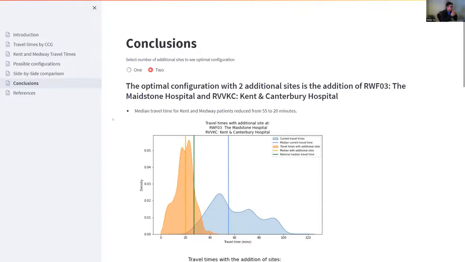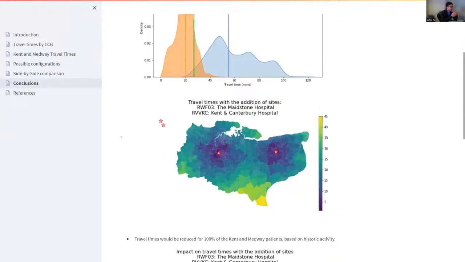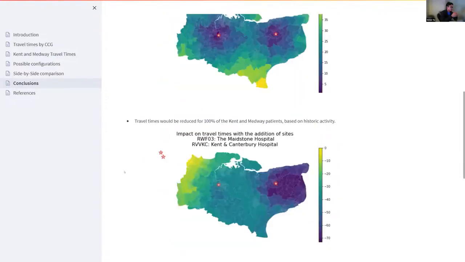So for 2 additional sites, the optimal configuration would be 1 for Maidstone Hospital and 1 for Canterbury Hospital. There's still a bit of a change from 55 down to around 20 minutes, but the change isn't as great as just having a single solo site at Maidstone Hospital. So you can see how there's now 1 additional cardiac valve center, 1 in the center left of Kent, and 1 in center right. Again, travel times will be reduced for 100% of Kent and Medway patients based on prior historic activity.